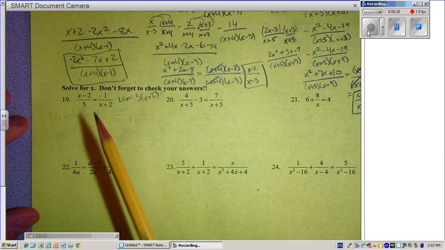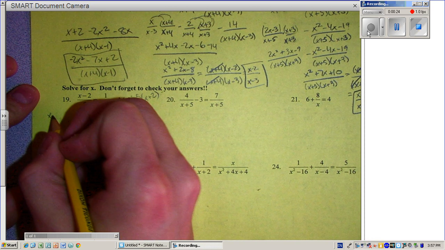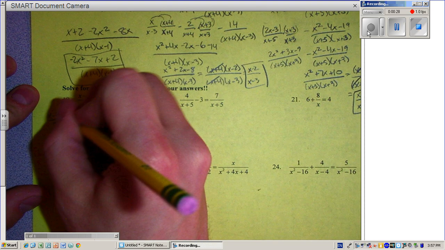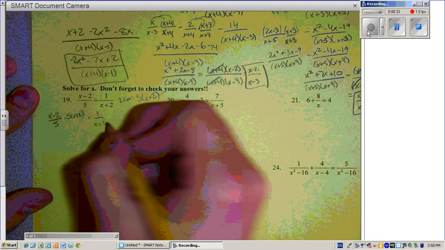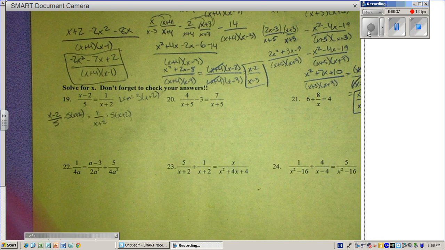Now I'm going to multiply both sides of my equation, x minus 2 over 5, times that least common multiple. And I'm going to multiply 1 over x plus 2 on the other side by that least common multiple. The reason I can do that is because if I multiply one side by something, I have to multiply the exact same thing to the other side. And that's what I'm doing with the least common multiple.